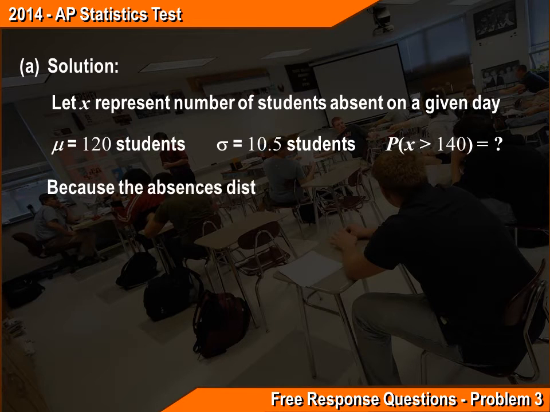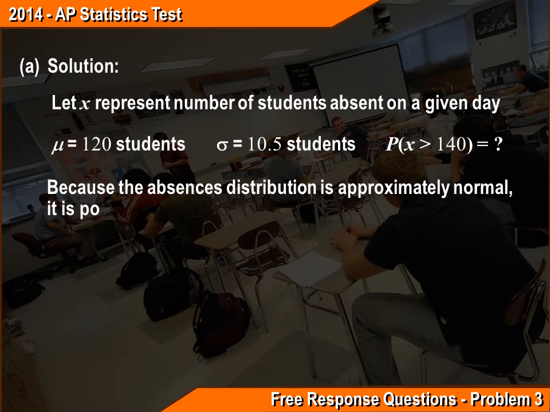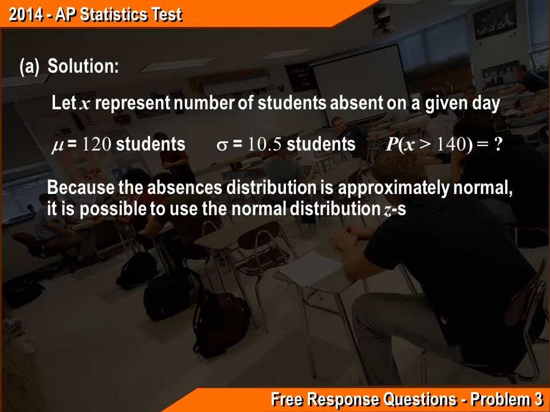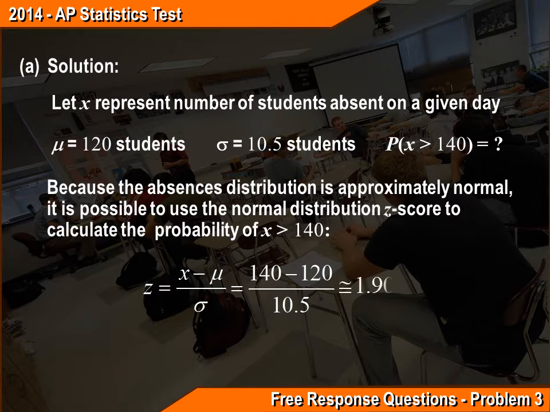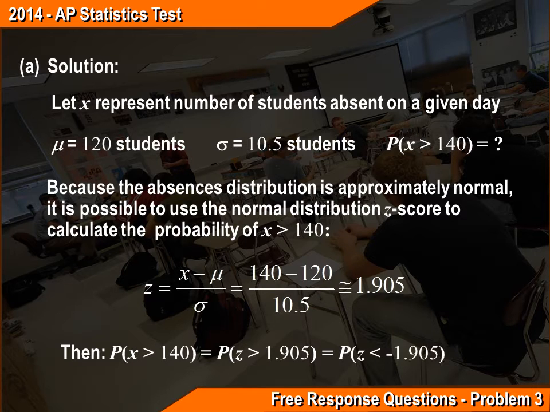Because the absences distribution is approximately normal, it's possible to use the normal distribution z-score to calculate the probability of x more than 140. Using the z-score formula, plug in the values for mean, standard deviation, and 140 for x, and we find the approximate z-score of 1.905. Then, the probability to have more than 140 students absent is the same as the probability to get a z-score more than 1.905, or, because of the symmetry properties of the normal distribution, the probability to get a z less than negative 1.905.